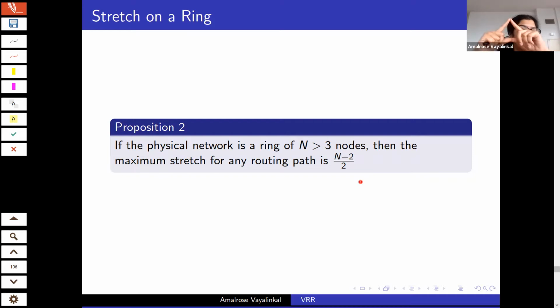So if it's n greater than 3, it's just a triangle, and every node is a physical neighbor of all other nodes, and so stretch is always going to be 1. It's not so interesting, right?